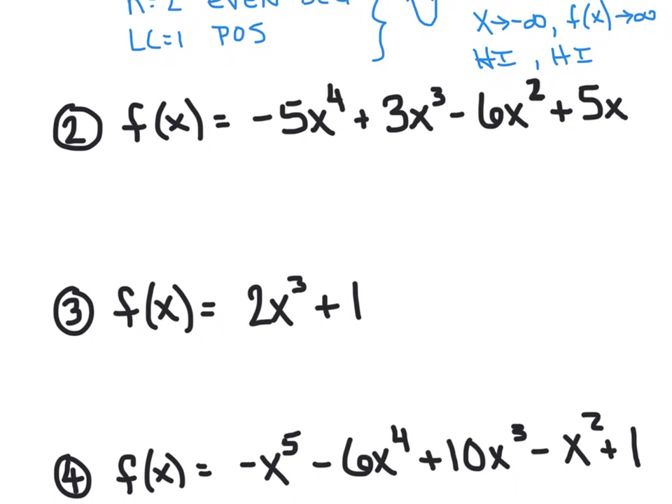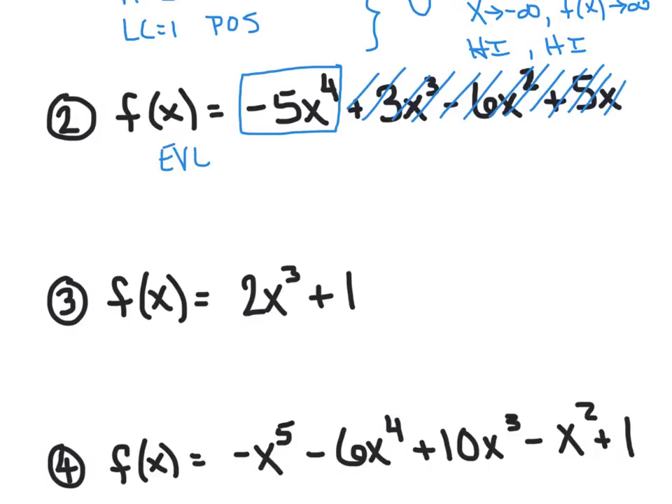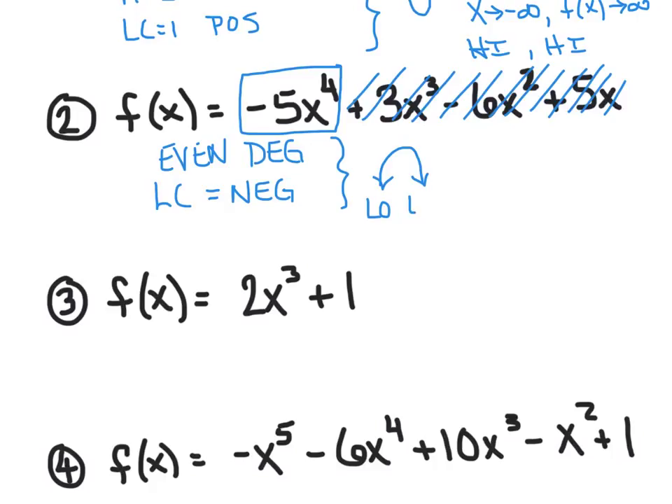Okay, next function here. Focus on this term right here and basically just throw these other terms in the garbage. They do not influence our answer. So what we've got here is an even degree. It's 4th degree. However, this time the leading coefficient is a negative 5. It's a negative number. So that's going to fit case number 2 that we studied. And the picture that we drew kind of looked like this shape. In other words, it started low and it finished low.